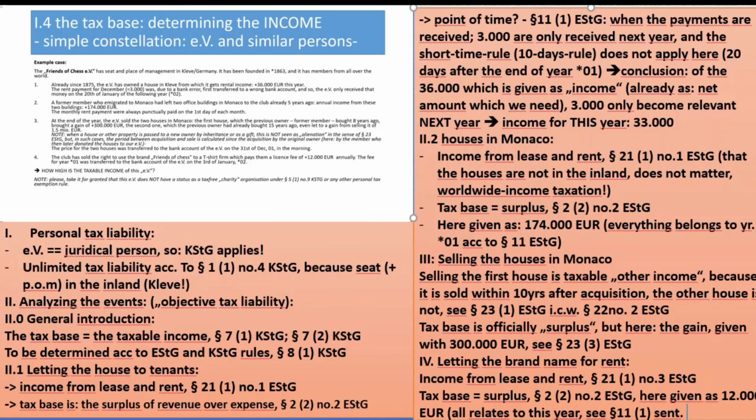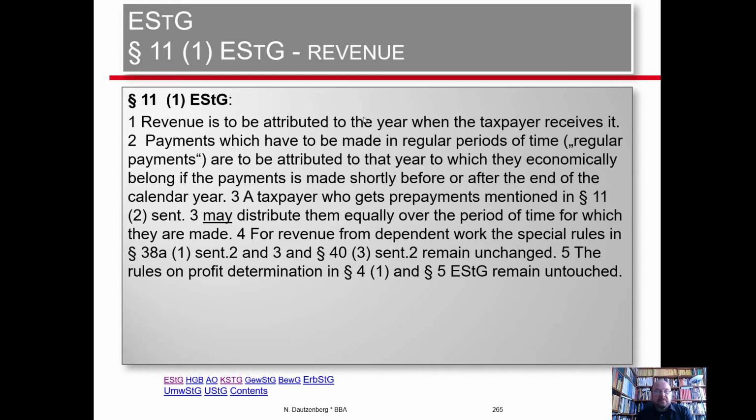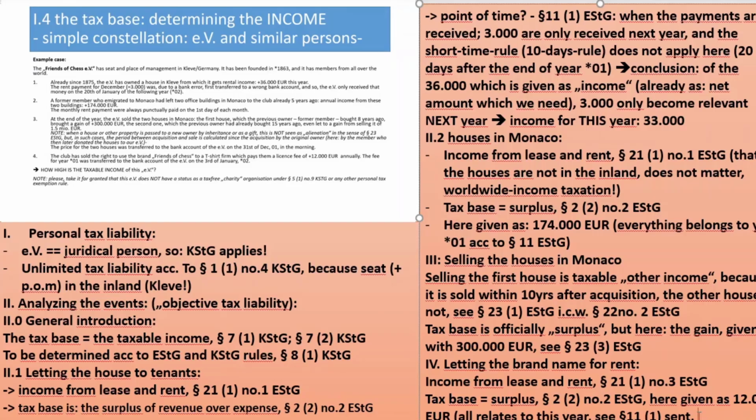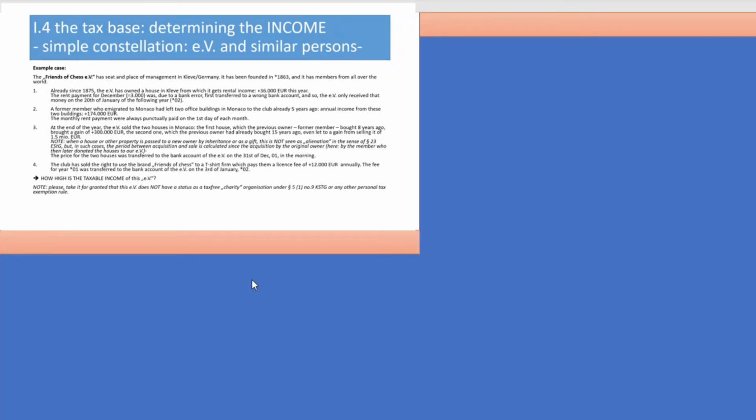Which sentence in 11.1 tells us this? And here it is, 11.1. Revenue is to be attributed to the year when the taxpayer receives it. Payments which have to be made in regular periods of time are to be attributed to that year to which they economically belong if the payment is made shortly before or after the end of the calendar year. So sentence 2 would be the sentence to which we have to relate. So that's this one here. And now the best possibility is to go to the next slide.